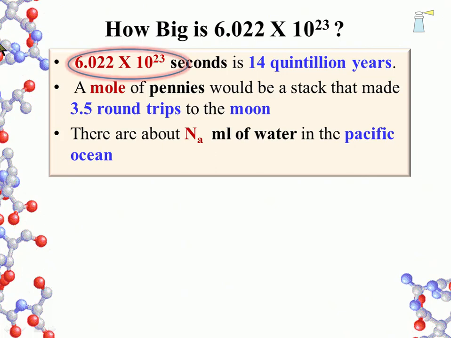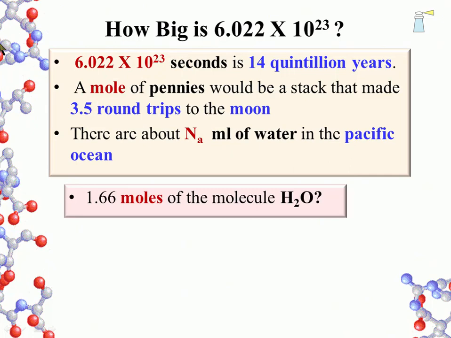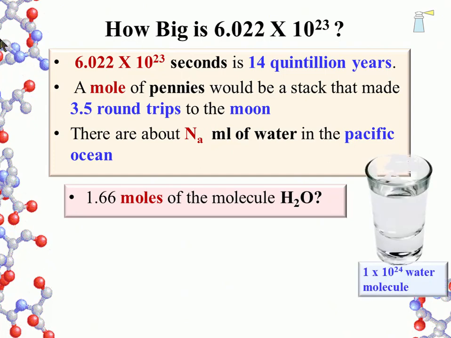Note that we use 3 different representations of Avogadro's number, and also note that Avogadro's number is an inappropriate unit for time, coins, or any amount that we can see with our eyes. But try this out. How much is 1.66 moles of the molecule H2O? It is that shot glass of water, which we saw contains 1 times 10 to the 24th molecules of water.